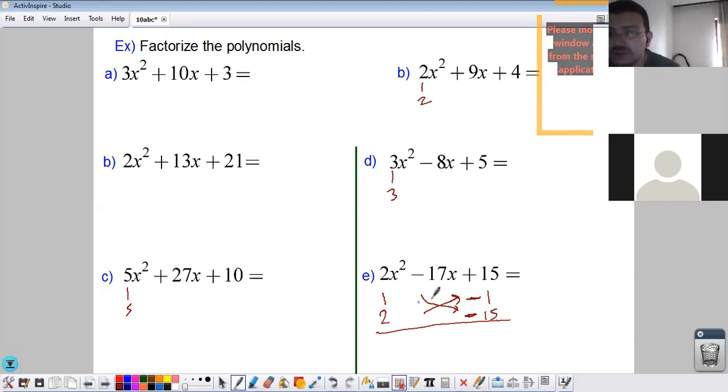So then later, check the middle part once again. 1 times minus 15 is minus 15. 2 times minus 1 is minus 2. Minus 15 and minus 2, that makes minus 17.